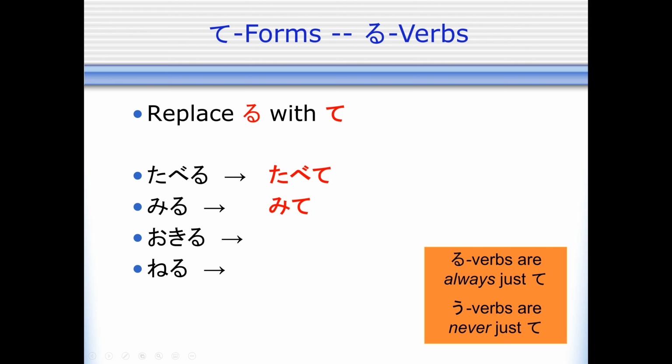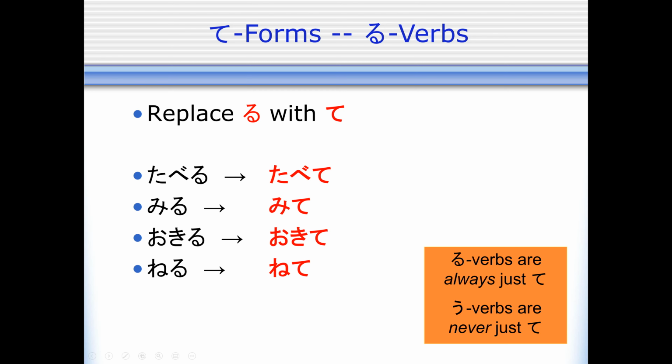Okiru, we get rid of the ru, and what's left is oki. Then we're going to add the te, okite. Neru, we get rid of the ru, and we just have ne. So nete. So taberu, tabete. Miru, mite. Okiru, okite. Neru, nete.